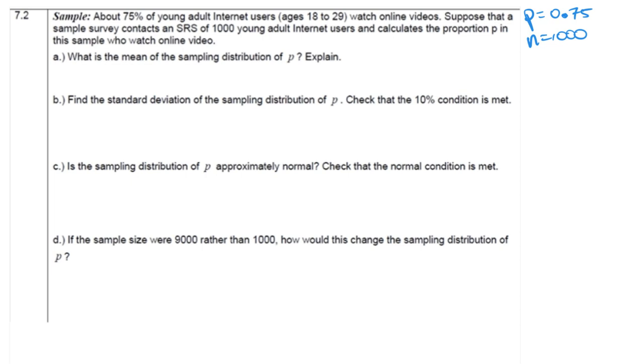Okay. First question, what is the mean of the sampling distribution of p hat? Well, the mean is going to be mu p hat. And remember, that equals p, so it's 0.75. There's not much more explanation needed. This is what we talked about in the last slide. The next one, let's change colors here. Find the standard deviation of the sampling distribution of p hat. Check that the 10% condition is met.